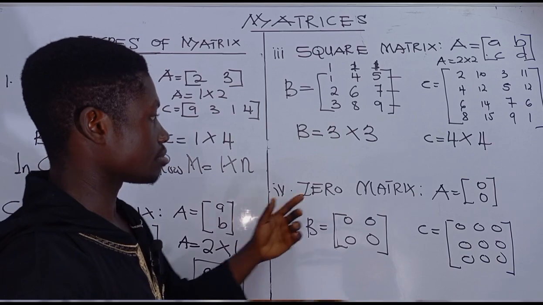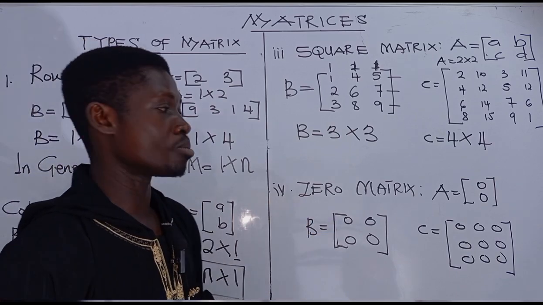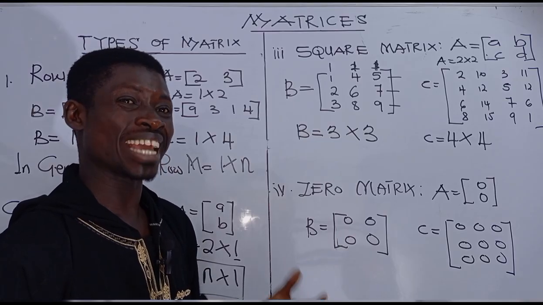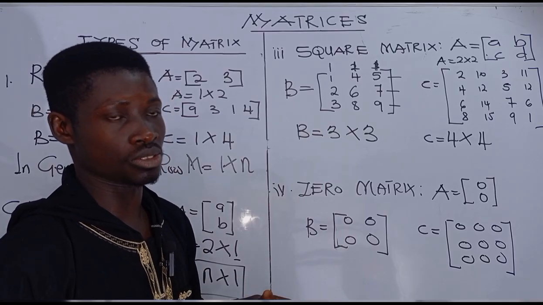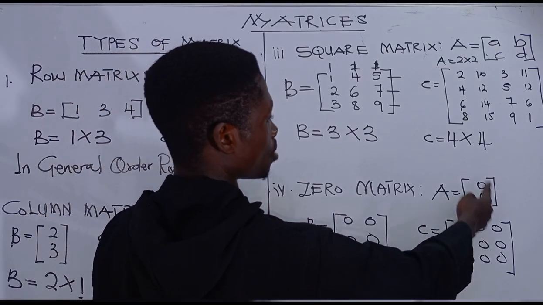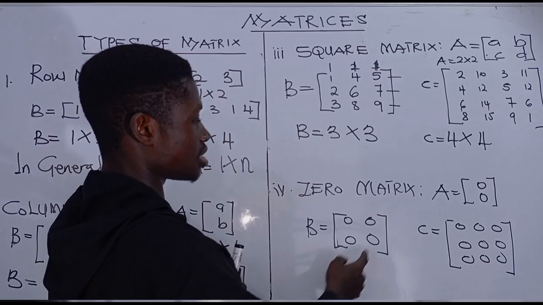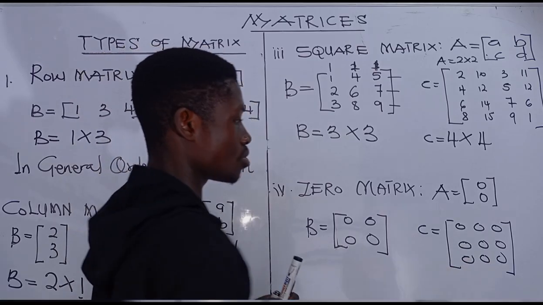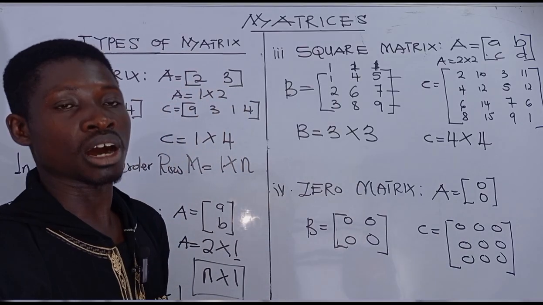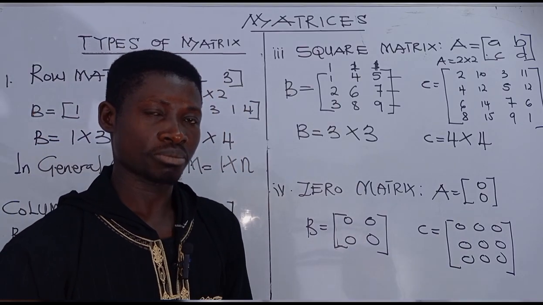Let's look at the zero matrix. Now when we talk about a zero matrix, we are referring to a matrix in which all the entries or elements are 0. So we can observe that matrix A is having 0 entries, matrix B is also having 0 entries. The same thing applies to matrix C. So you can see that all these matrices are zero matrices.